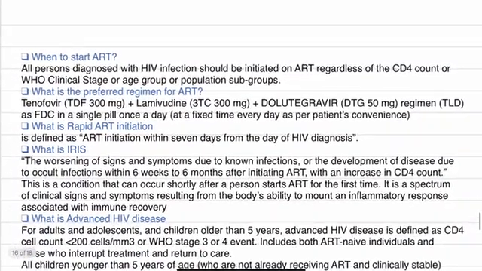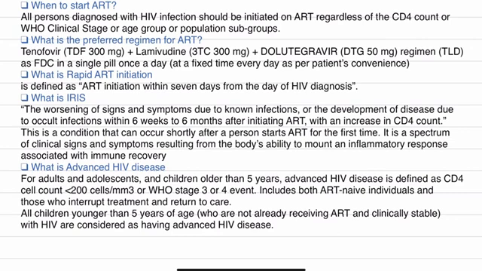When to start ART? Whenever you see a patient is HIV positive, regardless of the CD4 count. What is the preferred regimen that changed around 2021? It is TLD. The point to remember is that dolutegravir is 50 mg only, and the other two are 300 mg.